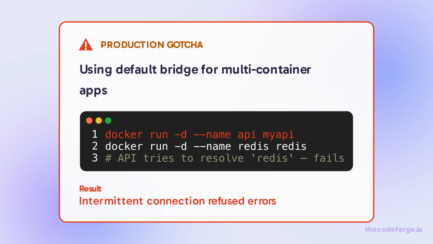This is exactly the incident from the hook. When you run containers on the default bridge without specifying a network, they cannot resolve each other by name. The API container's DNS lookup for Redis fails, causing intermittent connection refused errors.